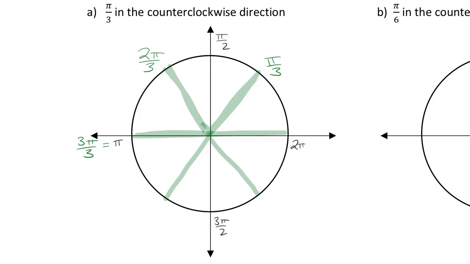Okay, let's count it again. 0. 1 pi over 3. 2 pi's over 3. 3 pi's over 3. 4 pi's over 3. 5 pi's over 3. 6 pi's. And 6 divided by 3 is? 2. Nice. Okay. 4 pi over 3. 5 pi over 3. And this becomes 6 pi over 3. And 6 divided by 3 is 2.